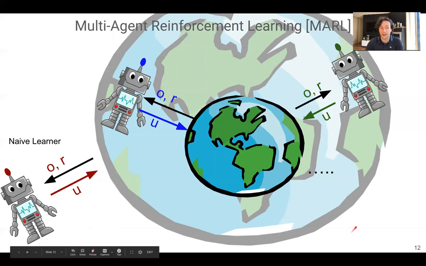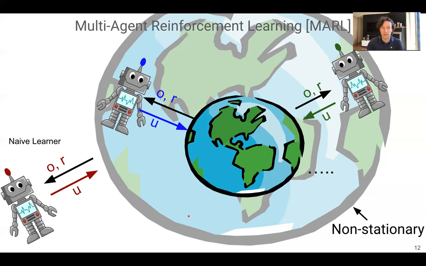We could try to ignore the presence of other agents, i.e. there's a naive learner here, the red agent, that just pretends that the environment is all there is and folds the other agents into the environment. The challenge is now that because other agents are learning, this environment becomes non-stationary from the perspective of the red learning agent. And that's obviously a huge challenge.